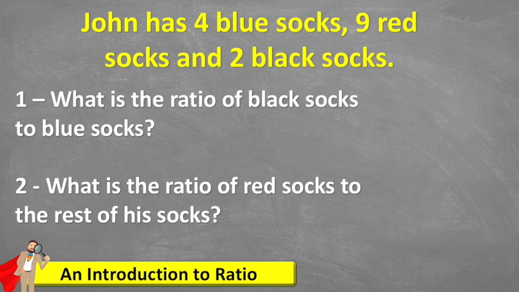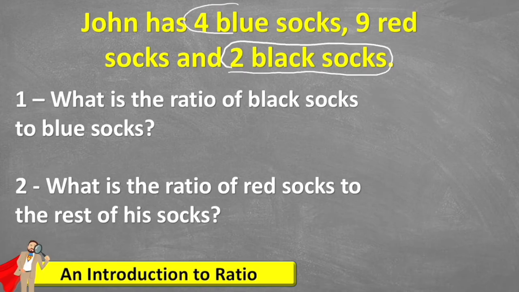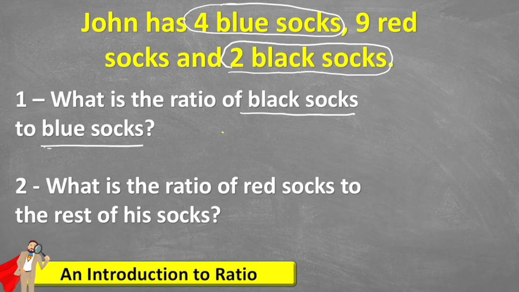Okay, let's have a look at a word problem then. This says John has 4 blue socks, 9 red socks, and 2 black socks. First question says, what is the ratio of black socks to blue socks? So it's asking you for black socks. So let's put a line underneath the black socks to blue socks. And we have 4 blue socks. So I've got to be very careful and follow what the question said. And it said the amount of black socks to blue socks. So I have 2 black socks to every 4 blue socks. So my ratio is 2 to 4.